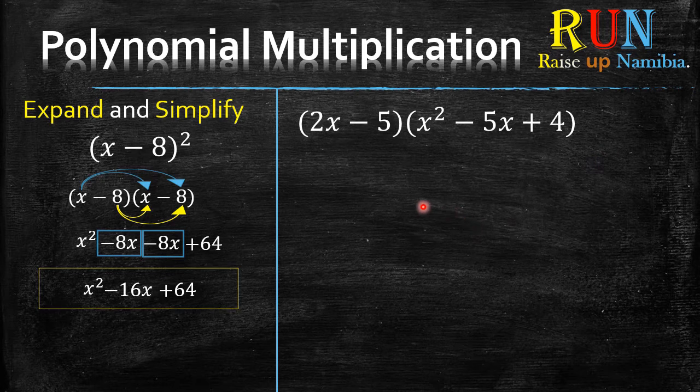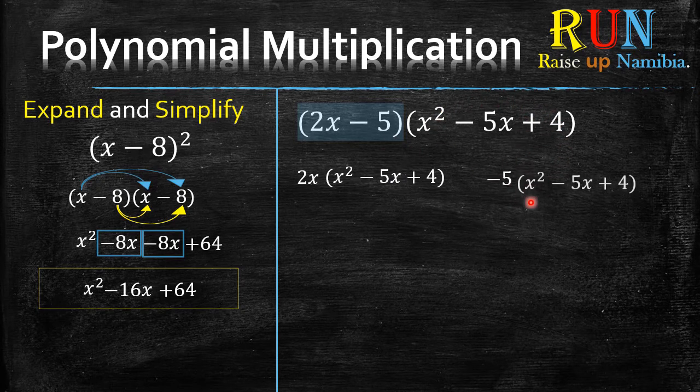Now the second example has 2 terms in the first expression multiplied by 3 terms in the second expression in this bracket. Now what I like to do with this type of question, to make it easier, is take the first 2 terms, and then multiply those 2 terms each in the 3 terms over here. How do I do that? I take the first term, which is 2x, and I multiply it with this bracket. Okay? Then I take the -5 on its own, and I also multiply it with this bracket.